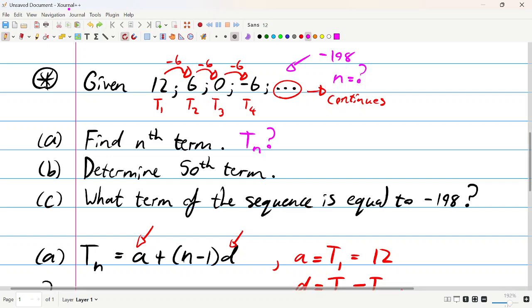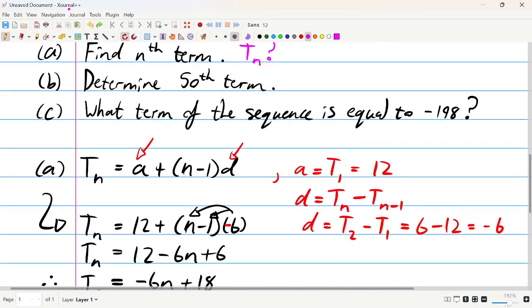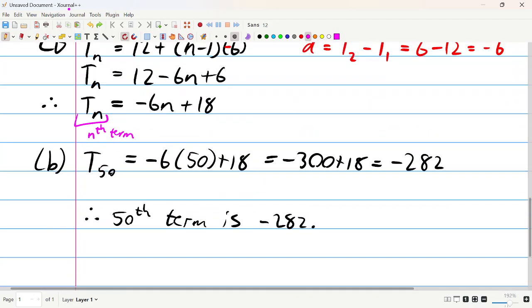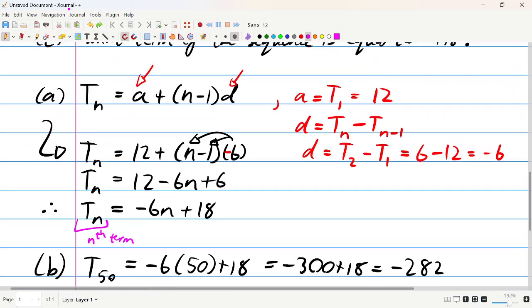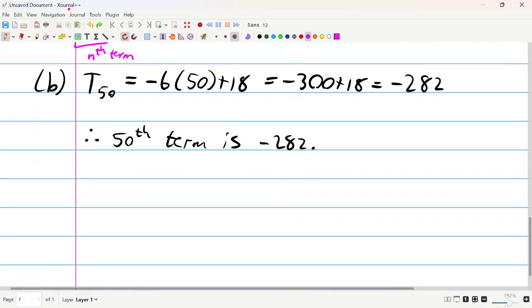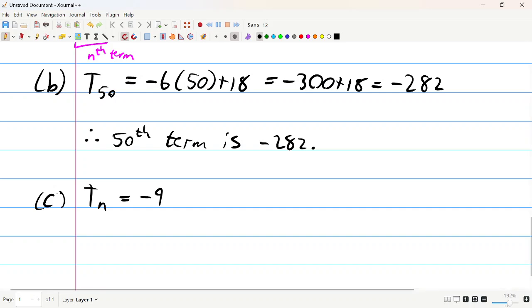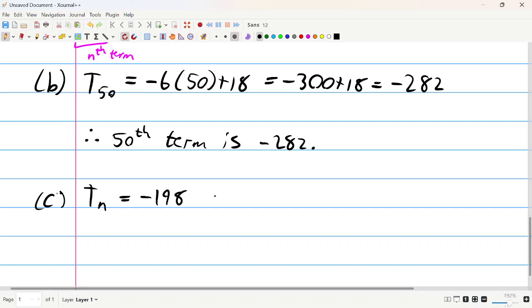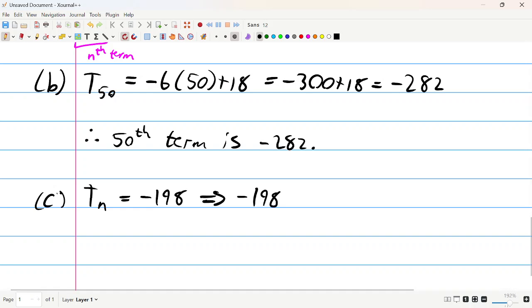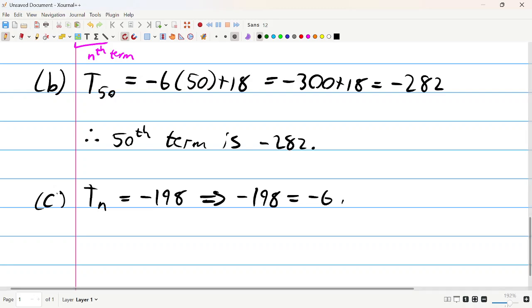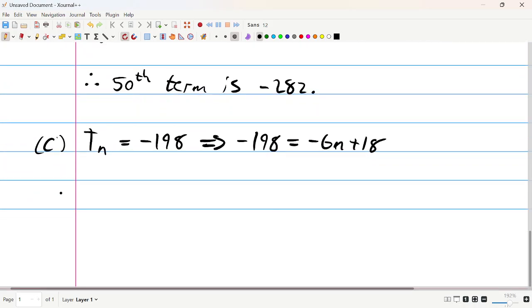So we need to solve for n in this case, meaning we need to use the nth term equation that we've made for ourselves, and then let it be equal to negative 198. So number C is going to be the fact that we have the Tn must be equal to negative 198. And this tells us that negative 198 is equal to negative 6n plus 18. Was that our equation? Yes. And then from here, we just solve for n.